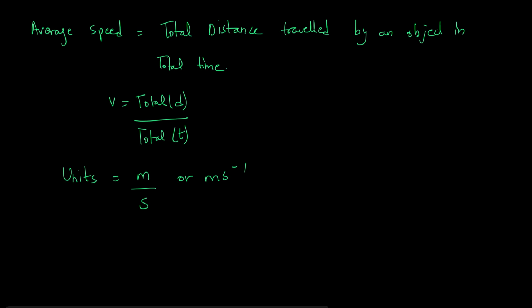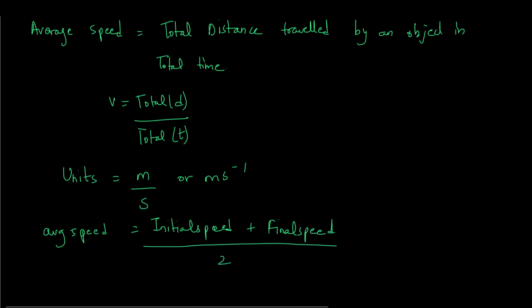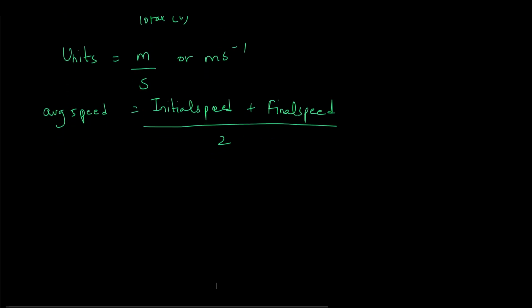Another formula for average speed is initial speed plus final speed by 2. Here average speed is represented by V and initial speed is represented by U, whereas final speed is represented by V. So this is our average speed formula.